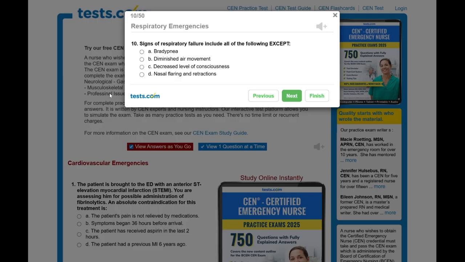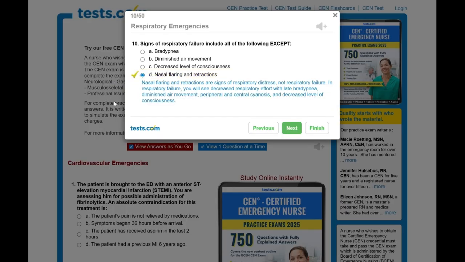Question 10. Signs of respiratory failure include all of the following except A. bradypnea. B. diminished air movement. C. decreased level of consciousness. D. nasal flaring and retractions.